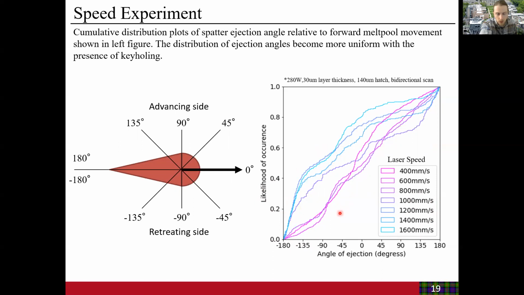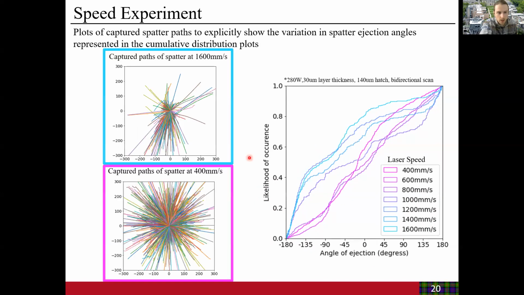To get an understanding of what a distribution line here represents in terms of where the spatter particles are going with respect to the melt pool, we can plot those trajectories. On the top, we're showing the captured trajectories of all the spatter ejected at the 1600 millimeters per second laser speed. That is this cumulative distribution plot up here, and that's what that looks like. Now, if you look at the severe keyholing, so 400 millimeters per second, that is a more uniform looking cumulative distribution plot. That's what all those spatter ejection angles look like. So it's going in all directions.